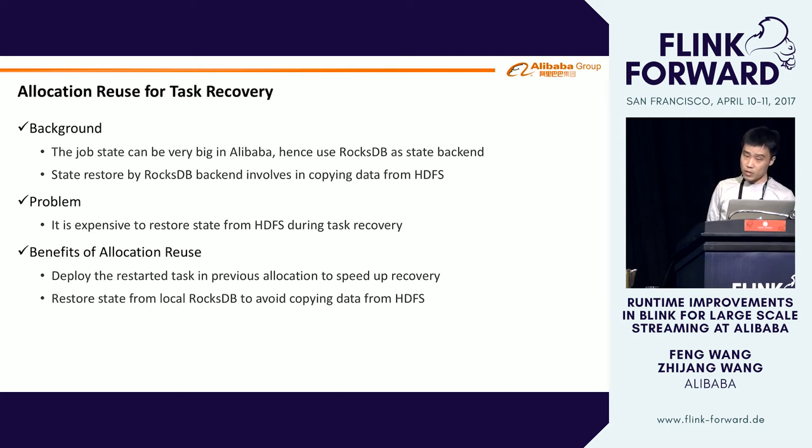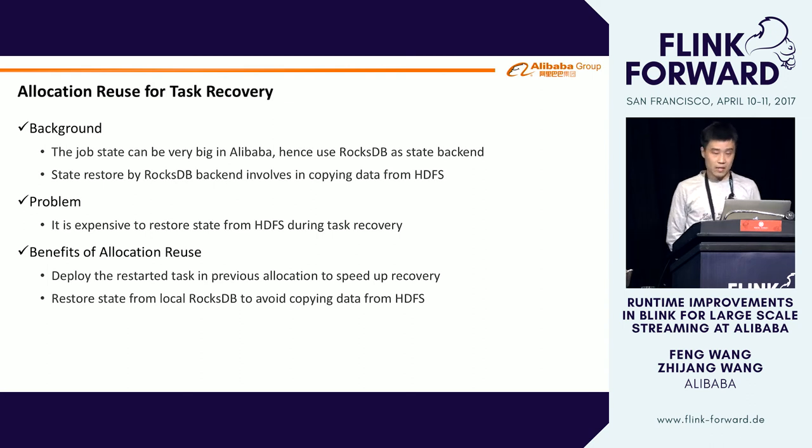Next, I will talk about another improvement, allocation reuse for task recovery. In our production, the job state can be very big, so we use RocksDB as the state backend. This backend will store states in a local RocksDB directory first, and finally, the states will be materialized to a persistent store like HDFS. During task recovery, the task states would be recovered from the state backend. As we know, it is expensive to restore state from HDFS. So we want to restore state from local RocksDB, which is lightweight. To do so, we will submit the task in the previous allocation, and it can also speed up the recovery.